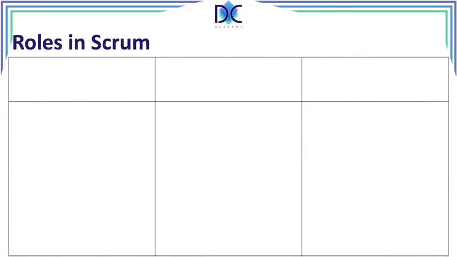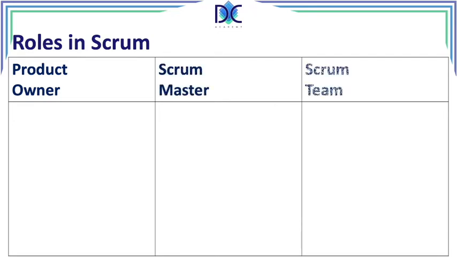Let's have a look at the roles in Scrum. In Scrum, we have different roles. First of all, we have the product owner. Then we have the Scrum Master. And then we have the Scrum team. So these are the main players in Scrum.